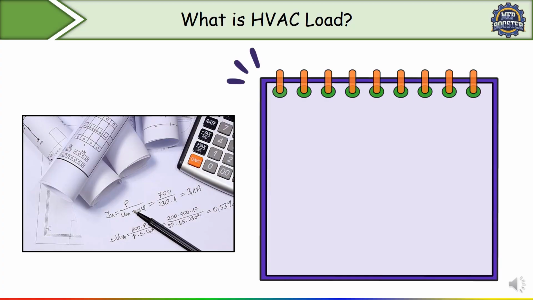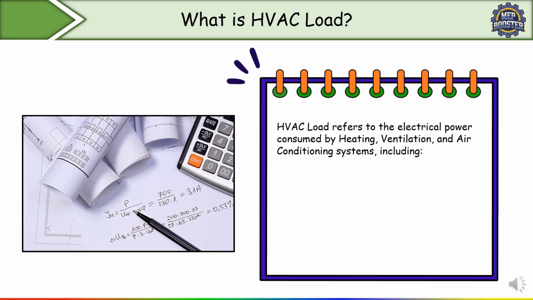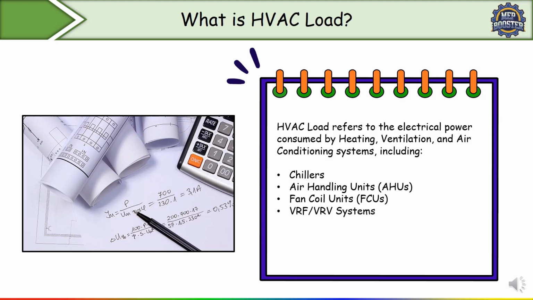Now we'll see what HVAC load is. Lighting load and power load we have discussed. Now the third type of electrical load is HVAC load. What is it? HVAC load refers to the electrical power consumed by heating, ventilation and air conditioning systems, including chillers, air handling units, fan coil units, VRF or VRV systems, exhaust and fresh air fans, and pumps. So we have different types of HVAC equipment and typical electrical loads, you know that.